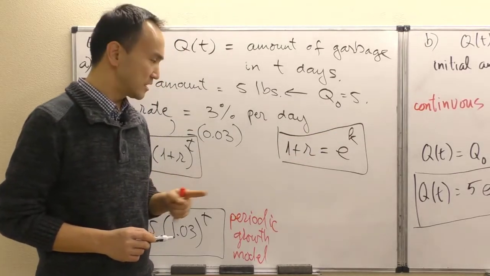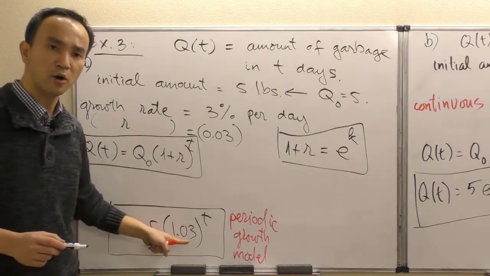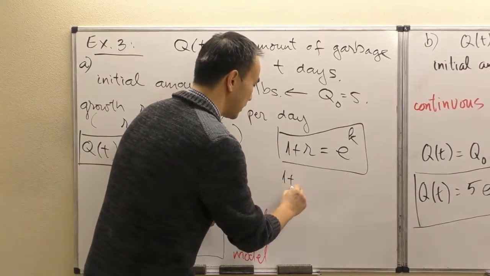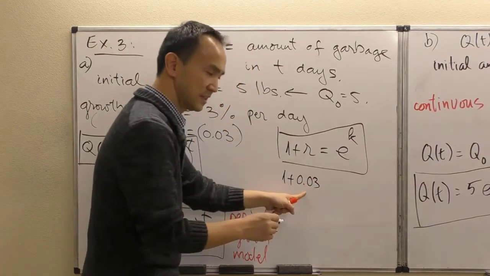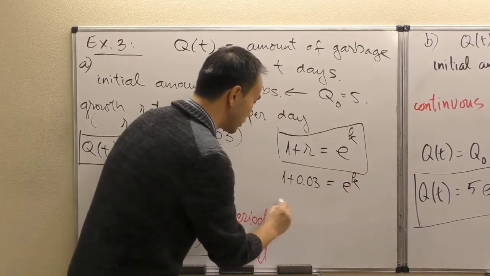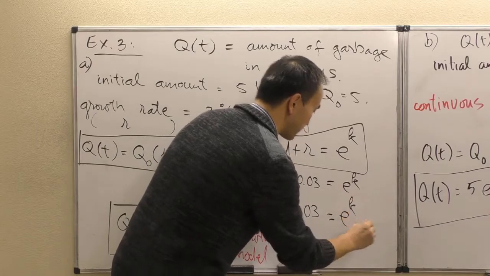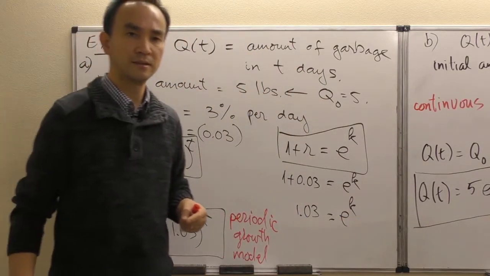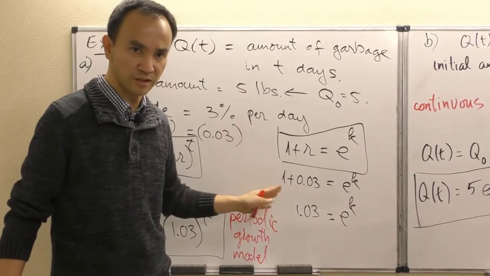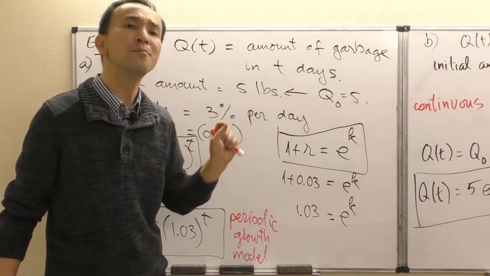And so for that reason, 1 plus r is clearly this 1.03 in our particular problem, because that was 1 plus 0.03. This is our r. 1 plus r equals e to the k, which leads to 1.03 must equal e to the k. And again, this is just extra. This was not asked in the actual problem itself, but I would like to point it out.